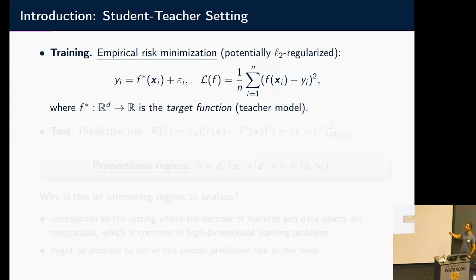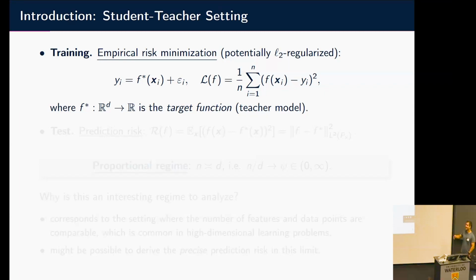We have the input d-dimensional x. We have an unknown target function f star. Whenever there's a star, it's an unknown function. We add a bit of noise, and then we get the response variable. This is how the data is generated.